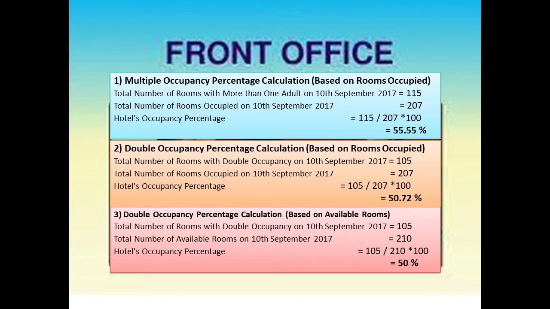And for number 3, which is the double occupancy percentage calculation based on available rooms, the total number of rooms with double occupancy on the 10th of September 2017 is equal to 105. The total number of available rooms on the 10th of September 2017 is equal to 210. And the hotel's occupancy percentage is equal to 105 over 210 multiplied by 100, which is equal to 50%.